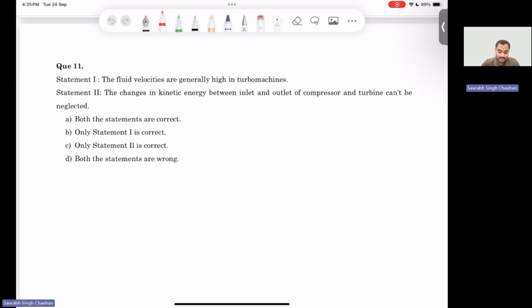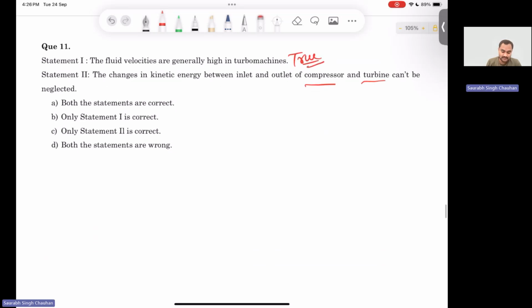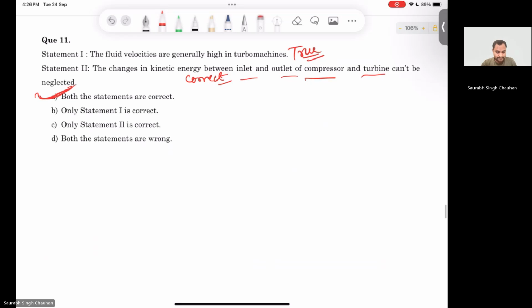The first statement says the fluid velocities are generally high in turbomachines. Yes, we are dealing with quite high fluid velocities. Sometimes we also go into supersonic ranges. So they are quite high velocities involved. So this is true. And the second statement, changes in kinetic energy between inlet and outlet of compressors and turbines cannot be neglected. Yes, we cannot neglect the changes in kinetic energy at inlet and outlet, because there is a huge difference. So this is also correct. So both of them are correct. Option A should be the correct option.